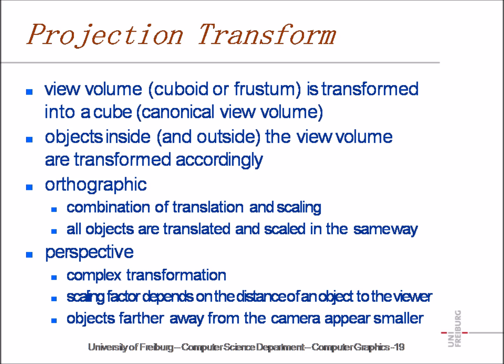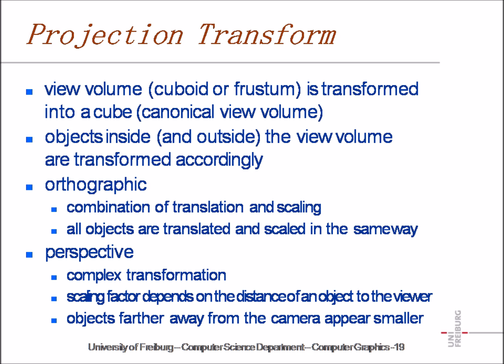As I already told you, the view volume represents the objects inside or outside and needs to be transformed accordingly. There are two approaches. Number one, orthographic, which is a combination of translation and scaling, and all objects are translated and scaled in the same way. Orthographic projection is represented with the help of a cuboid in the view plane.